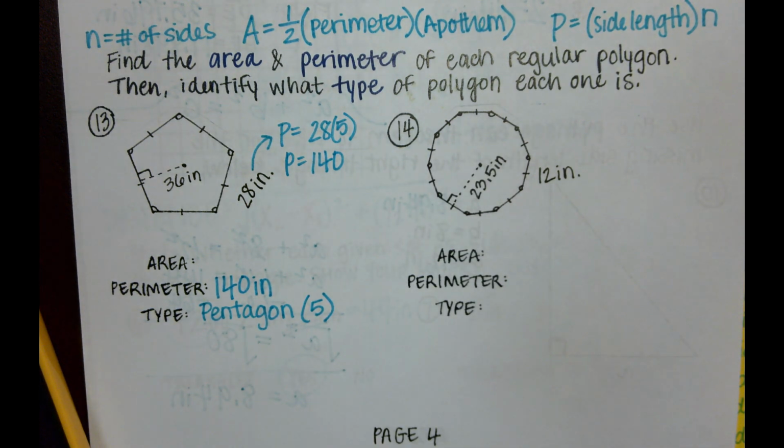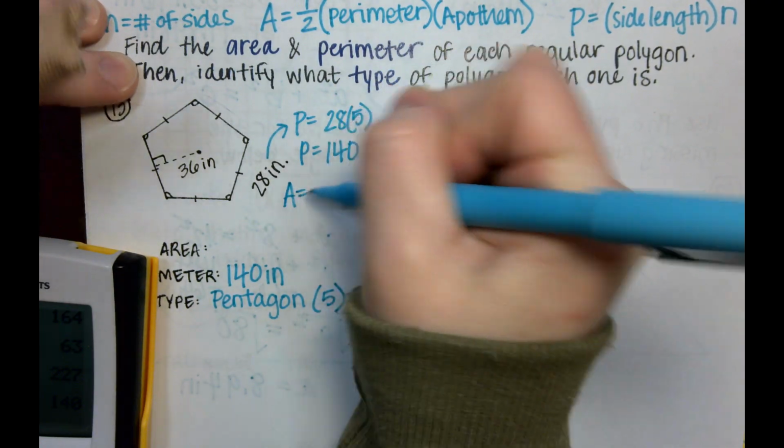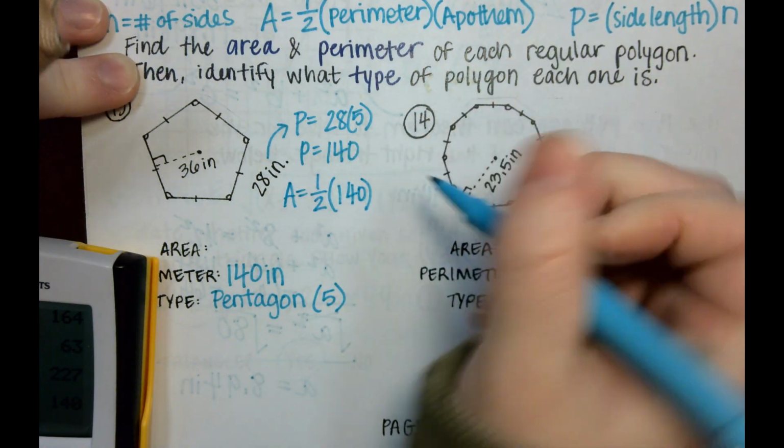Oh, sorry, I'm going too quick. Very good. Oh, that is okay. That would just be plain inches. Then for area, that would be 1/2 times 140 times 36.